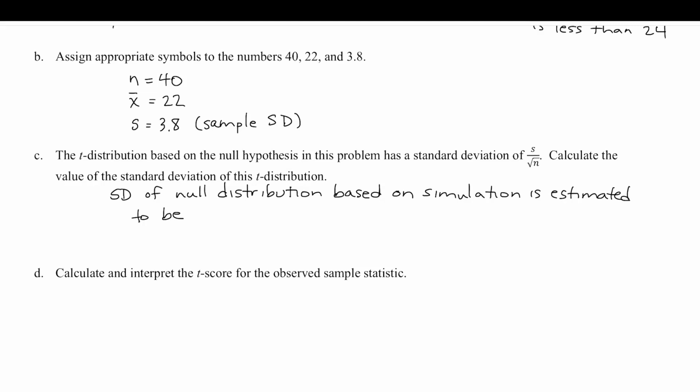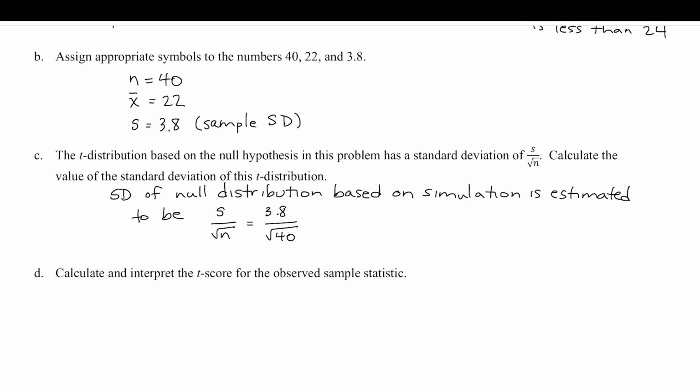Right, if we had a population in which the mean was 24, we assumed that, and the standard deviation was 3.8, and we kept taking random samples, then figuring out the mean from each random sample, and we made a distribution of those sample means, that would be the null distribution. And this s over square root of n, which is on your formula sheet, is the standard deviation of that null distribution. That is s, the standard deviation of the sample, over the square root of the sample size.